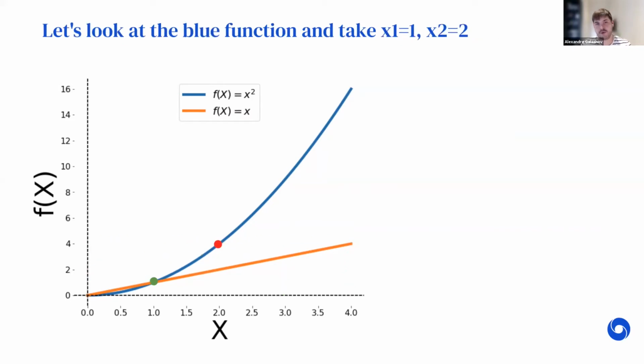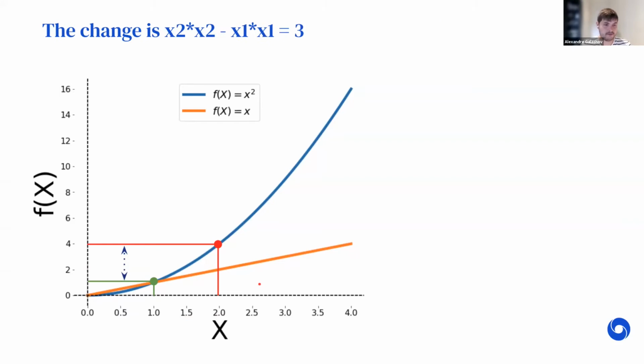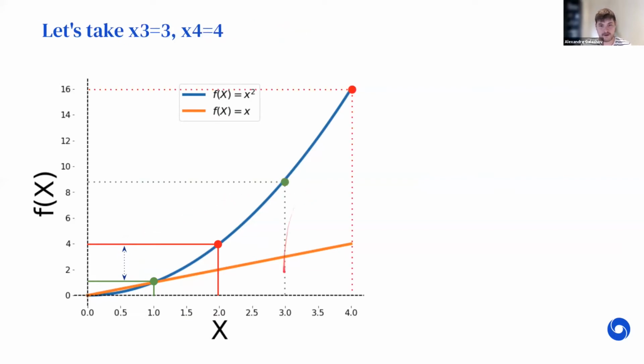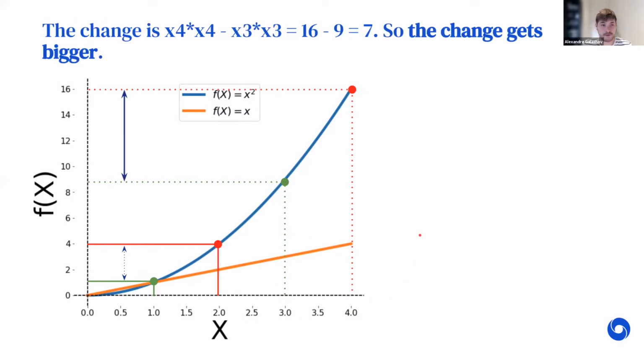However, let's look at the blue function. If we take x1 equal to 1, x2 equal to 2 and take the values, the difference here, I'll do the math for you, is 2 times 2, which is 4, minus 1, equal to 3. So the size of the segment is 3. But if we take the values at points 3 and 4, the difference is even bigger, it's 7.